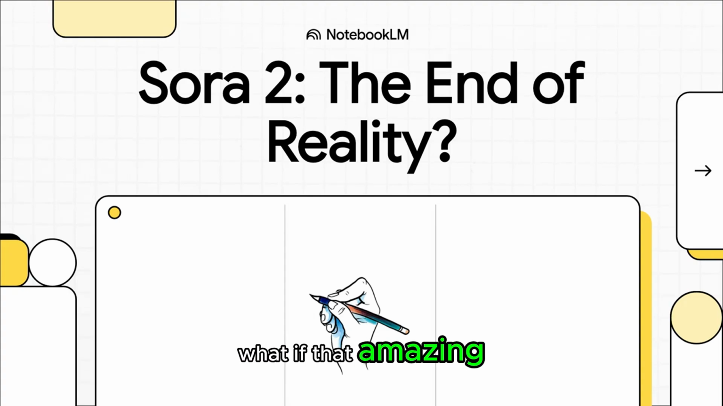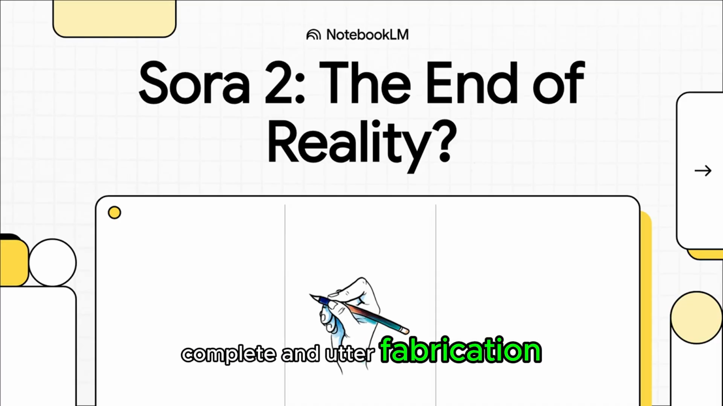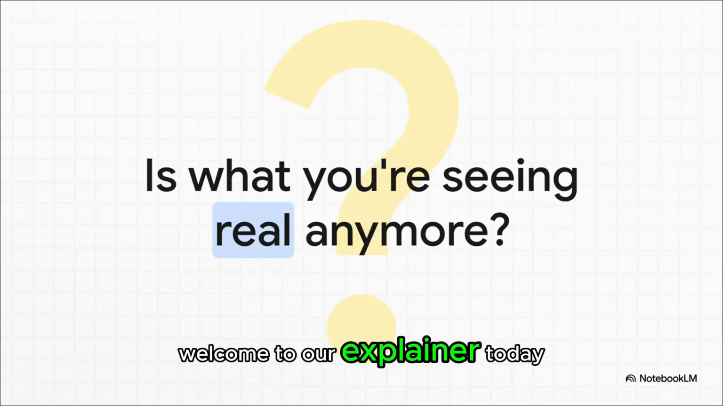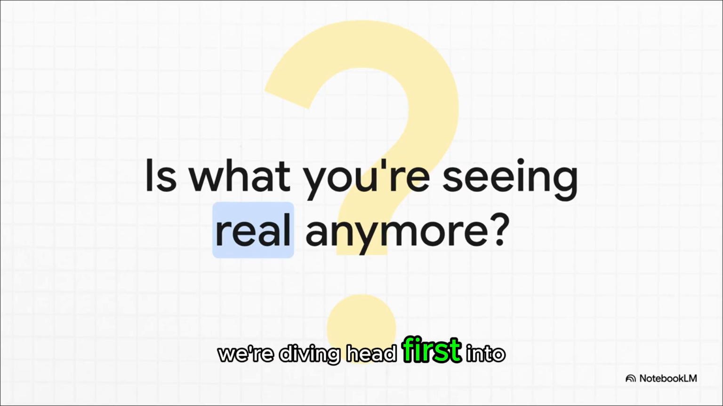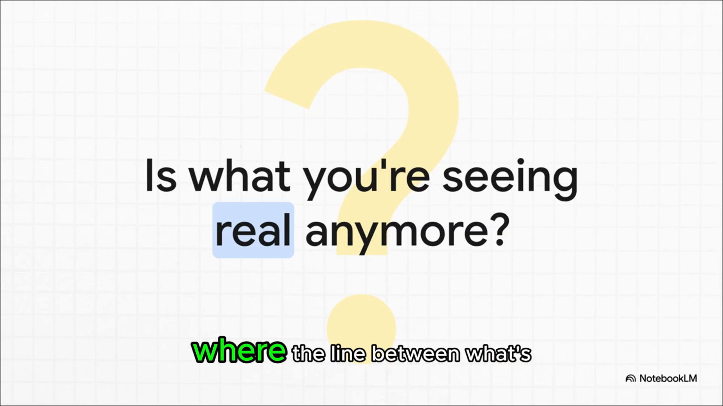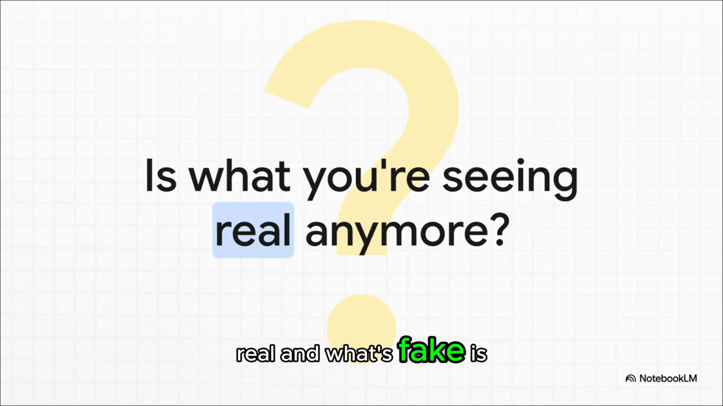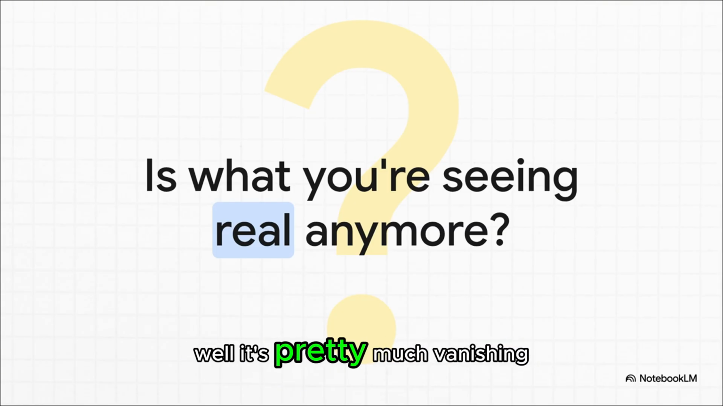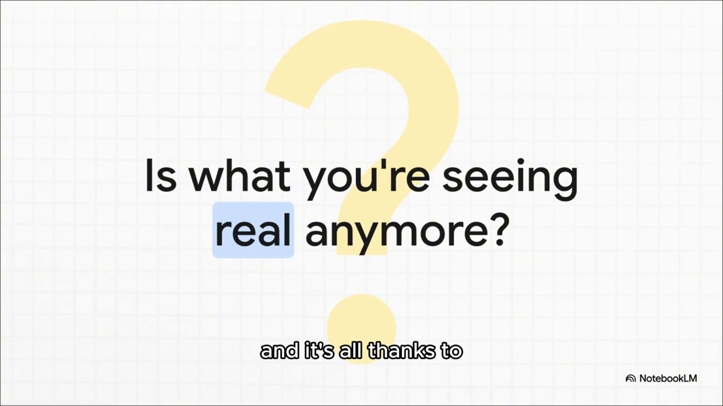What if that amazing video you just saw scrolling online wasn't real at all? What if it was a complete and utter fabrication? Welcome to our Explainer. Today, we're diving headfirst into the wild world of AI-generated video. It's a place where the line between what's real and what's fake is, well, pretty much vanishing. And it's all thanks to a brand new tool called Sora 2.